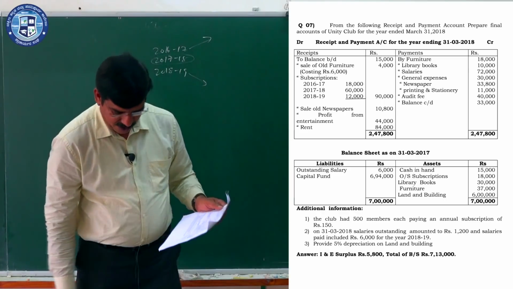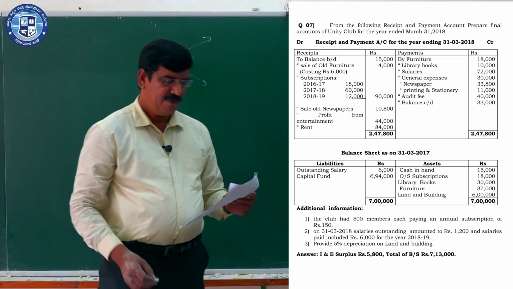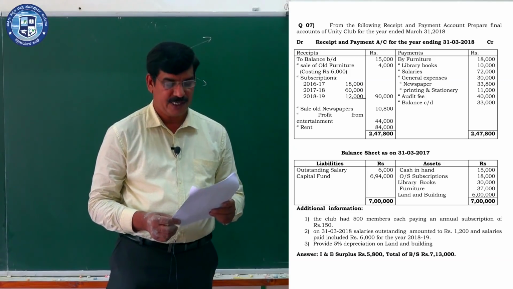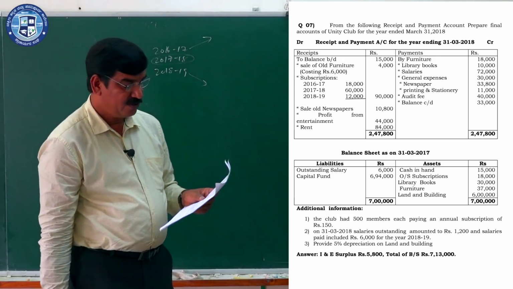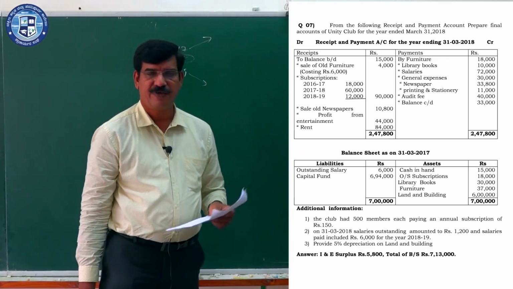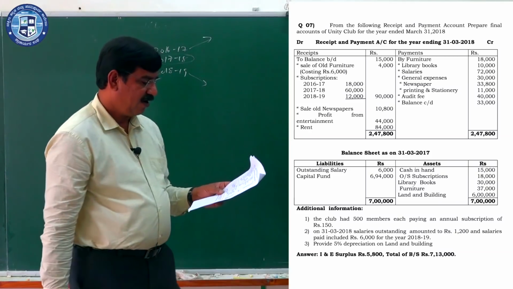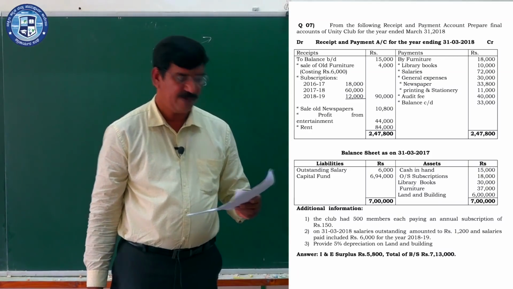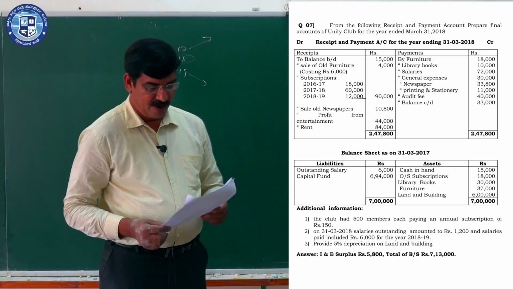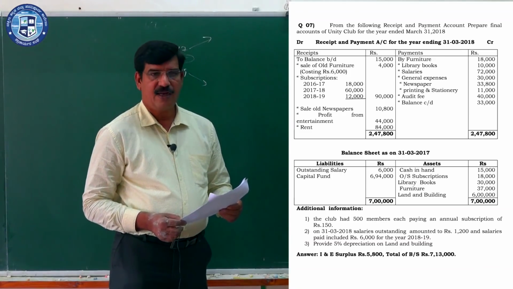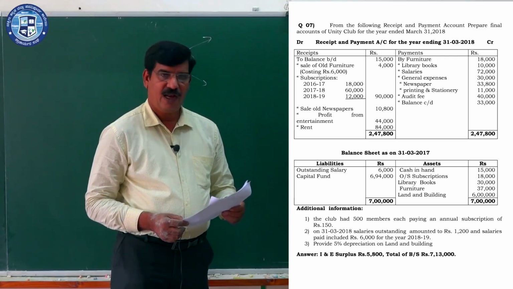Okay, now let us go to the payment side. Buy furniture 18,000, furniture is an asset, a balance sheet item. Library books, a balance sheet item. Salaries, general expenses, newspaper, printing and stationery, audit fees. All these five items will be entered in the income and expenditure account. Okay, now let us look at the closing balance sheet. Balance sheet as on 31st March 2017, the opening balance sheet is given. Outstanding salary, it is the outstanding of last year.